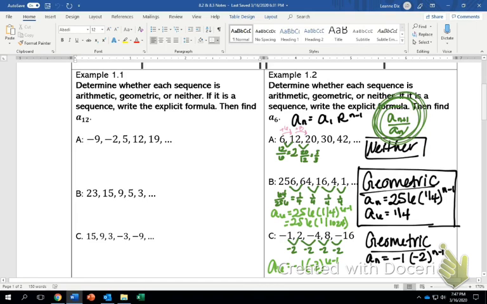-2 raised to the fifth power is going to be -32. And -32 times -1 is positive 32. So a sub 6 is going to equal positive 32. And this is my answer.